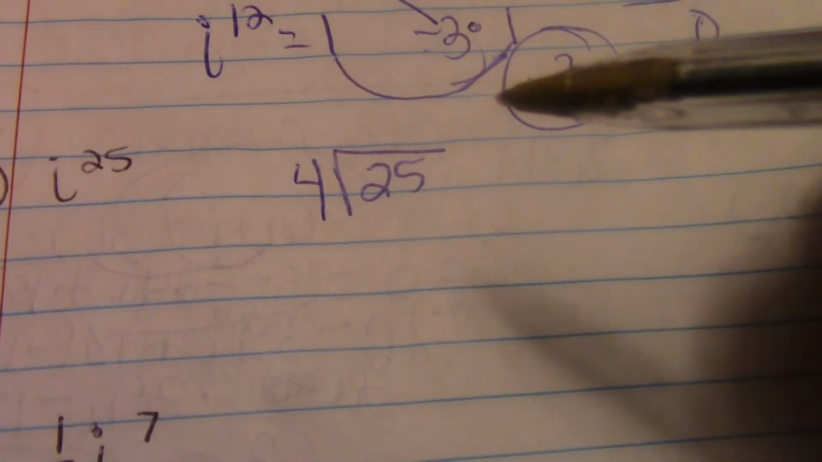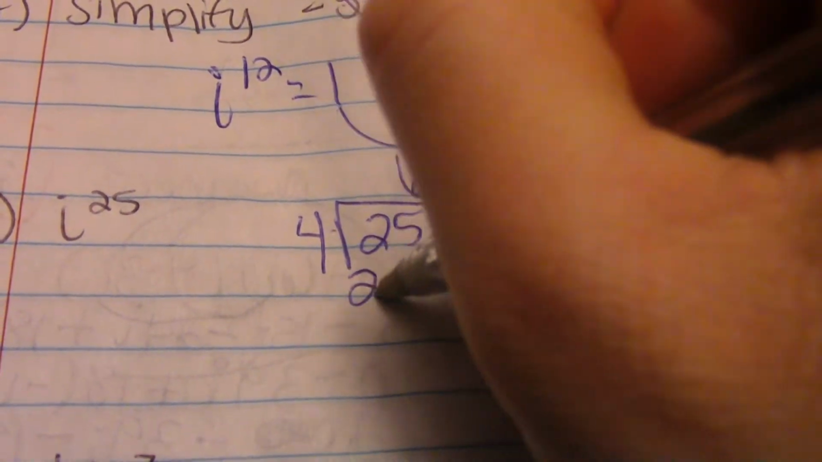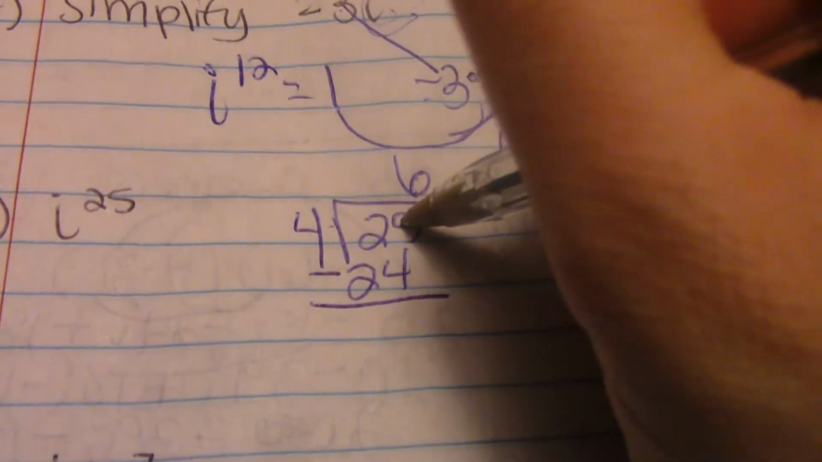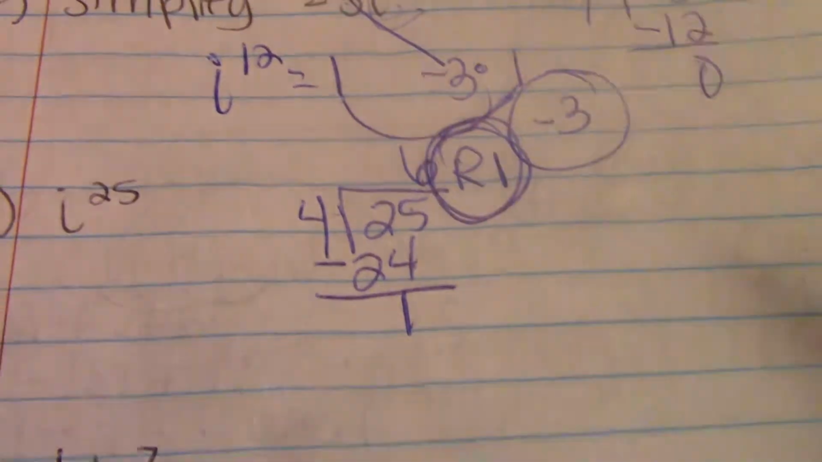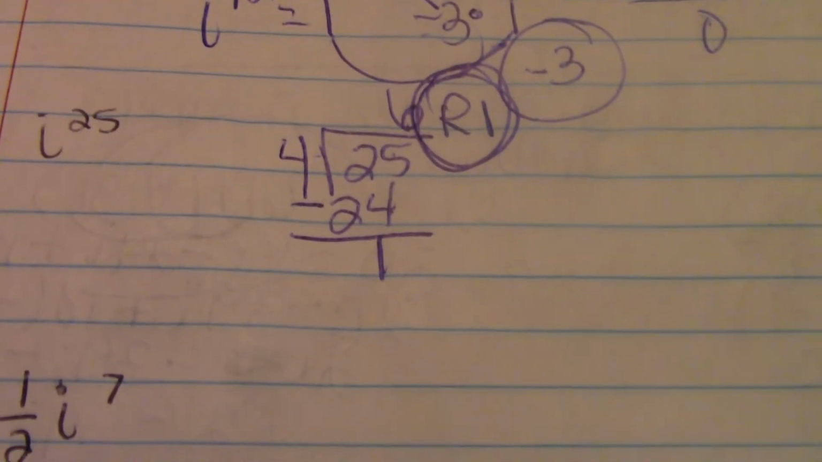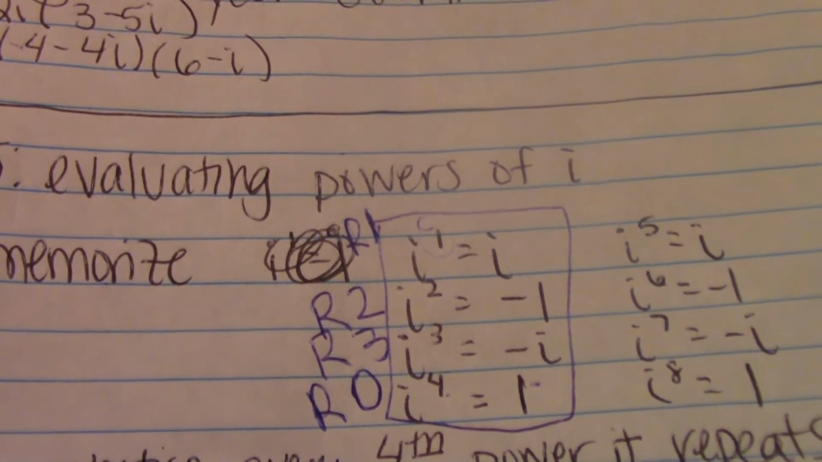Now if I do i to the 25, same thing. Take your power, so 25, divide it by 4. 4 goes into 25 6 times, so 6 times 4 is 24. 25 minus 24 is 1, so my remainder is 1. So I'm looking at that remainder. And if I come back to my chart, if I have a remainder of 1, it's i to the first power, which is just i. So i to the 25th power equals i.